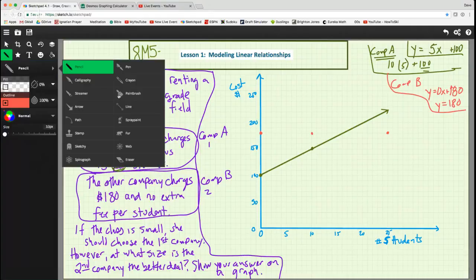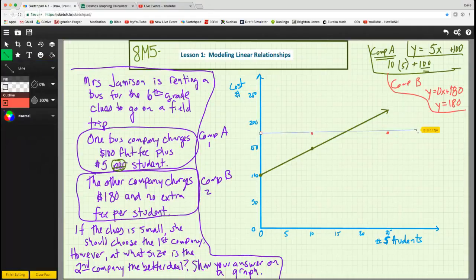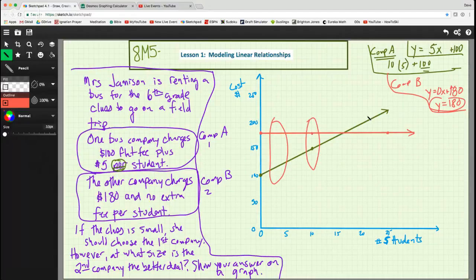So this is one of our simpler lines, which is a horizontal line. Sometimes these horizontal lines and vertical lines confuse students, but they're actually simpler. If y is 180, then y is always 180. Doesn't matter what your x is. It's a flat line. And so now we have an interesting model. What's interesting about each point on this graph?